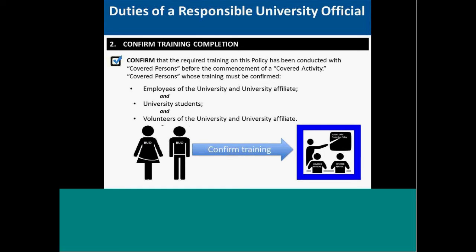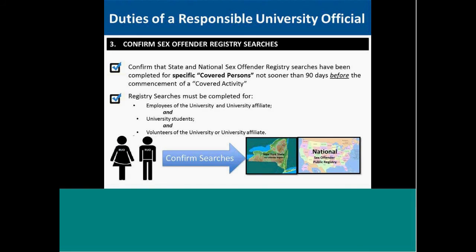The third duty of the responsible university official is to confirm that sex offender registry searches have been completed. State and national sex offender registry searches must be completed not sooner than 90 days before the commencement of a covered activity on employees of the university and university affiliates, university students, and volunteers of the university or university affiliate.